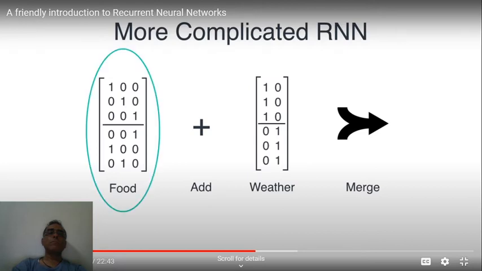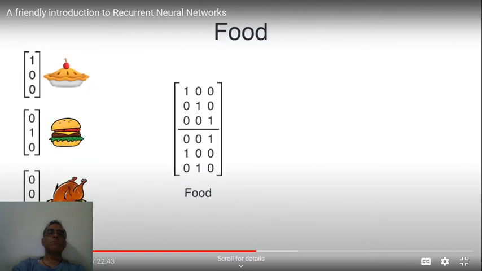So let's start with the food matrix. So this is how the food matrix works. As you can see, it's a 3 by 6 matrix, but I've kind of artificially cut it into two 3 by 3 matrices, so it looks like a concatenation of them.